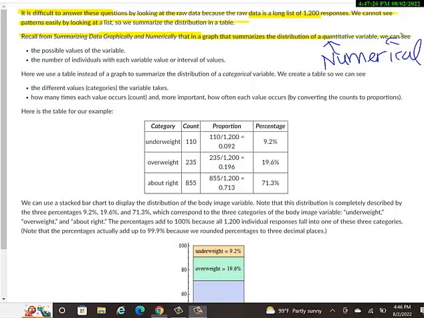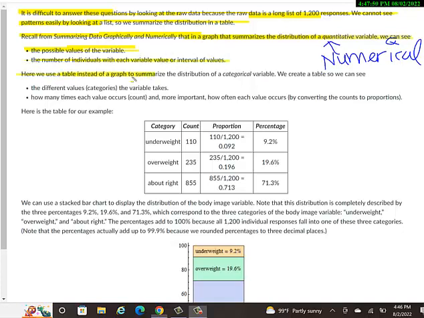Numerical. So qualitative is non-numerical, but quantitative, just think about the root name there is quantity. Quantity is like the number. So for a quantitative variable, we can see the possible values of the variable, the numerical values. And the other thing we can see is the number of individuals with each variable value or interval of values.